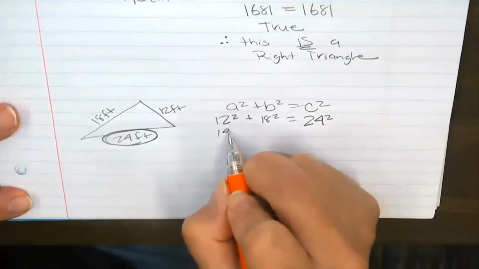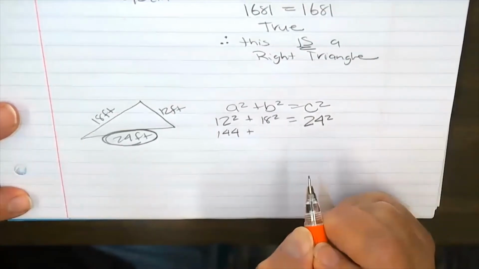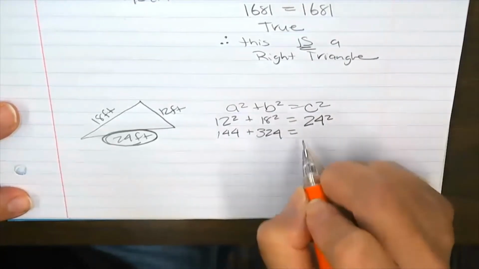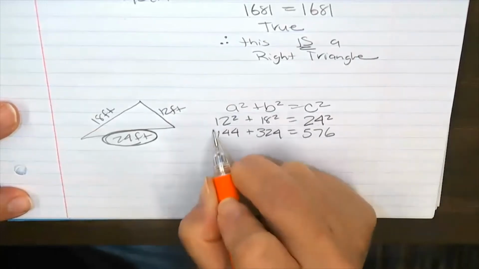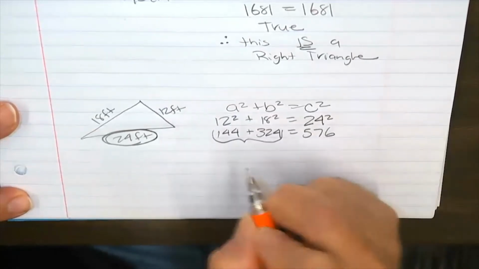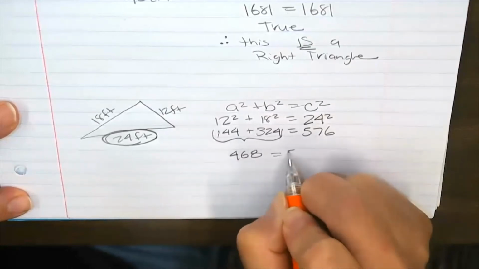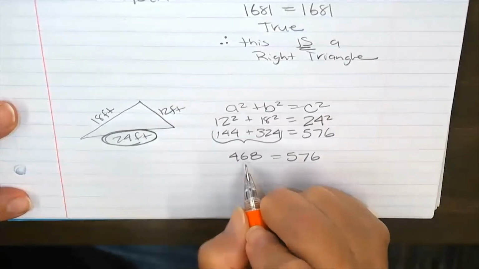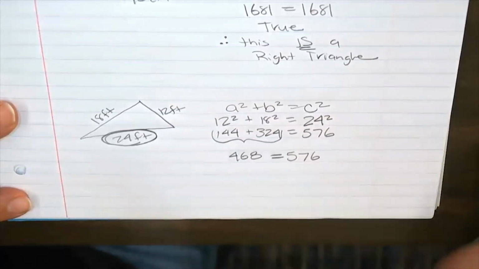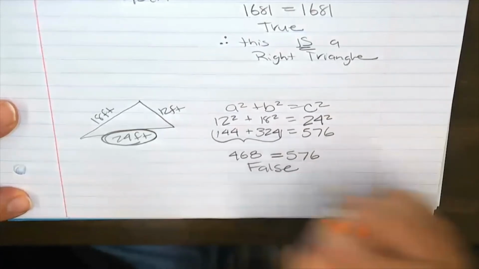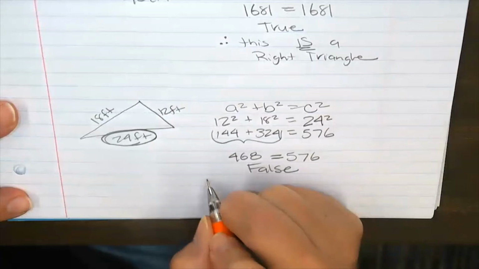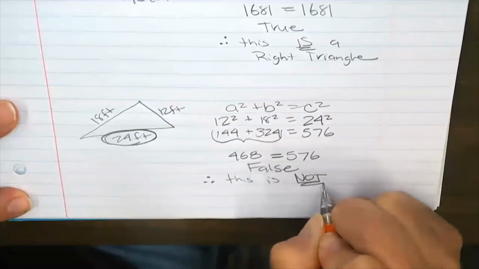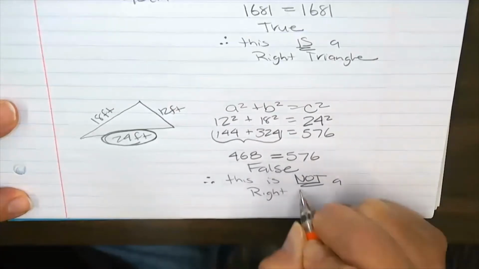So 12 times 12 is 144. 18 times 18 is 324. And 24 times 24 is 576. Let's add these together. 468 equals 576. Whoa! 468 most definitely is not equal to 576. This is a false statement. Therefore, this is not a right triangle.